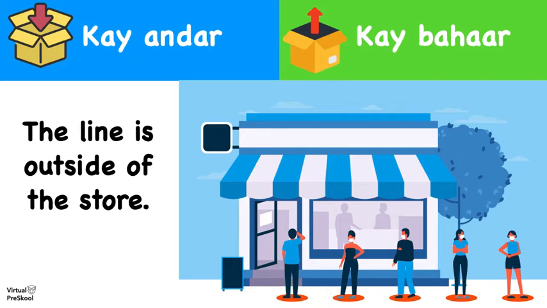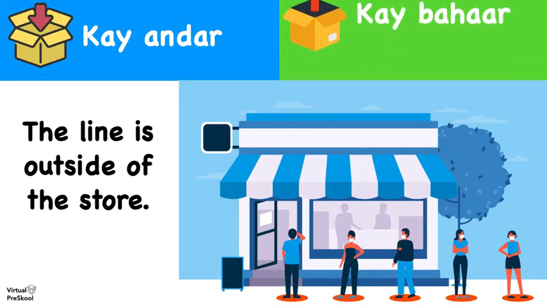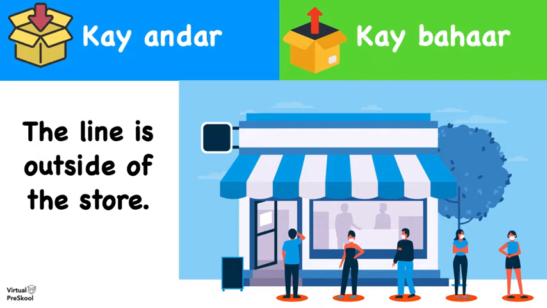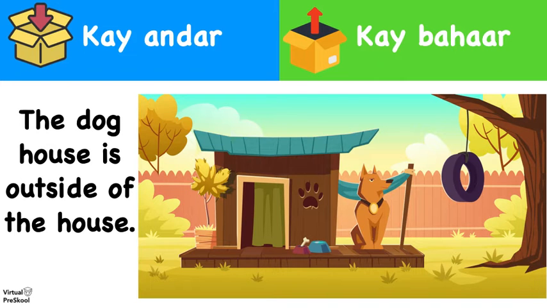Because the tables are outside the restaurant. The line is outside of the store. Would that be ke andar or ke bahar? Ke bahar, right? Because the line is outside of the store. The doghouse is outside of the house. So would that be ke andar or ke bahar? Ke bahar, right? Because it's outside of the house.